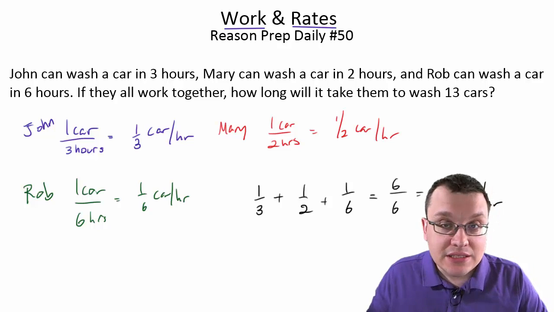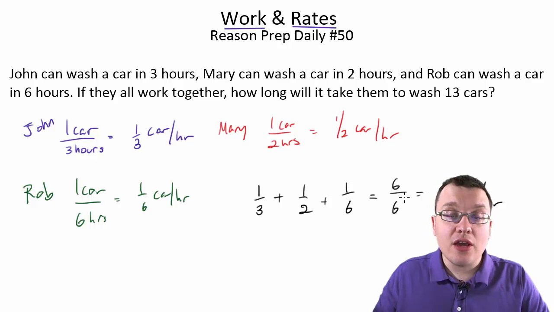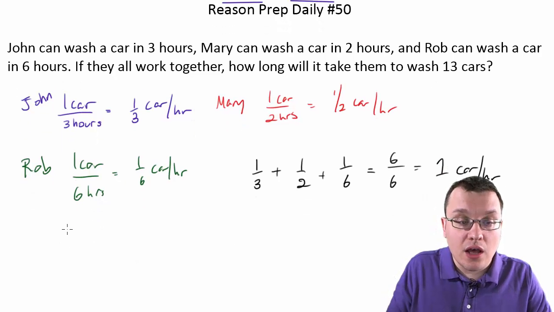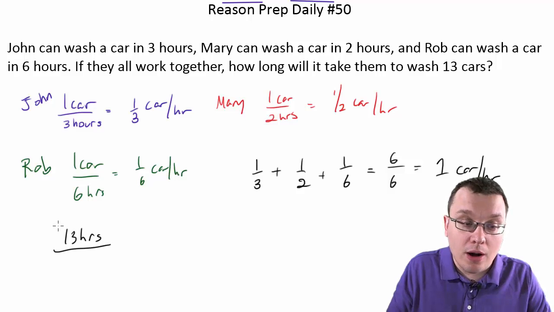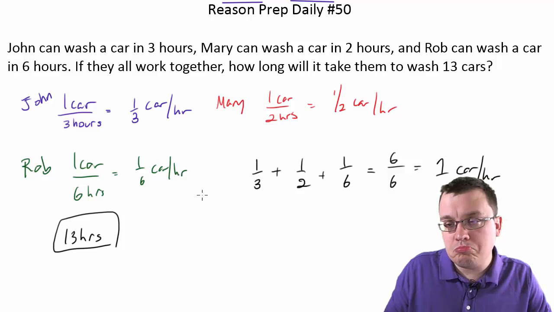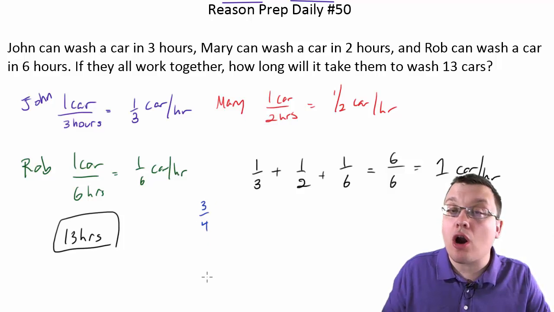So the math works out really nicely in this case. If they together wash 1 car per hour, how long is it going to take them to wash 13 cars? Well, it's going to take them 13 hours to wash 13 cars if it takes them an hour per car. But let's say we got something a little bit weird. Let's say we got 3/4 of a car per hour.